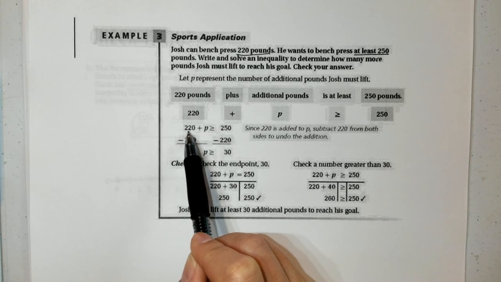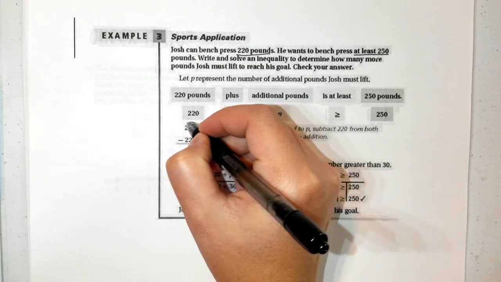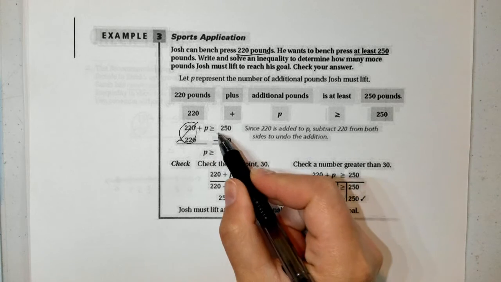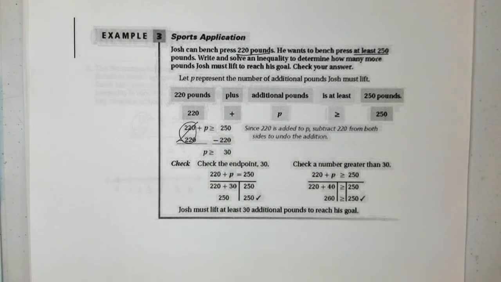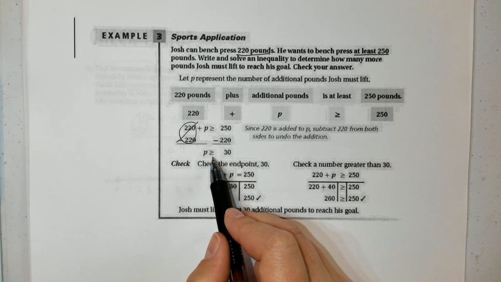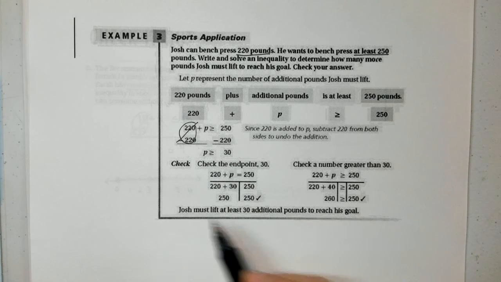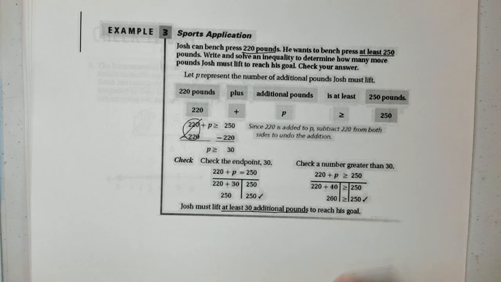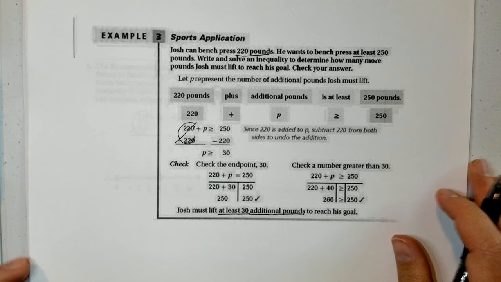So we're going to subtract 220 from both sides. 220 minus 220 gives us 0, so we're left with P. 250 minus 220 gives us 30. So P is greater than or equal to 30. So Josh must lift at least 30 additional pounds to reach his goal.